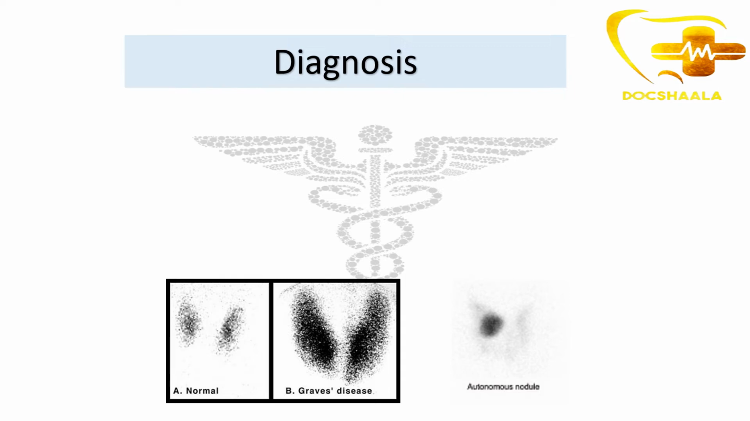Here you can see in this image the thyroid scan of a normal thyroid gland. This is a thyroid scan of a normal thyroid gland. This is of Graves' disease. You can see the intensity with which the darkness is there in Graves' disease, and here it is an autonomous nodule, so a nodule kind is seen. We'll see what all these are.